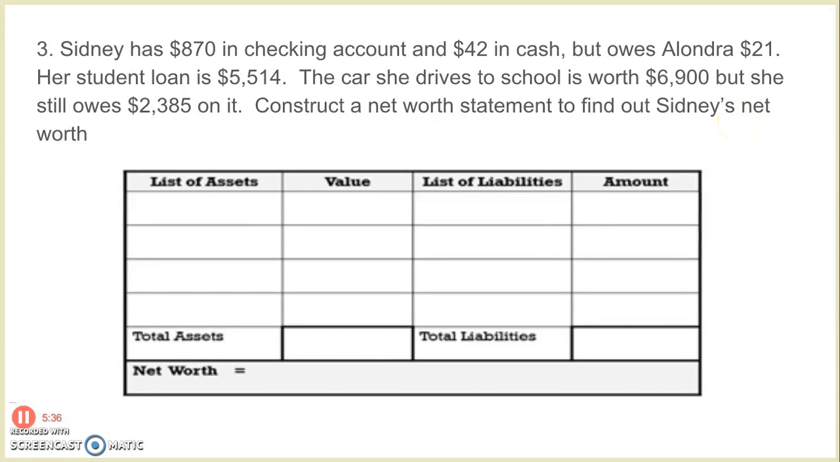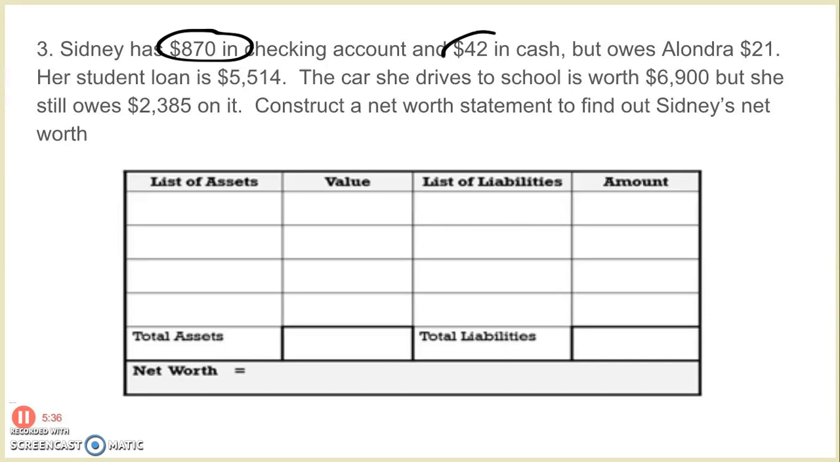Sydney has $870 in her checking account, $42 in cash, but owes Alondra $21. Her student loan is $5,514. The car she drives to school is worth $6,900, but she still owes $2,385 on it. All right, first things first, let's circle our assets.